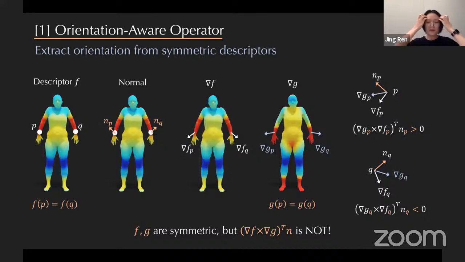In the paper, you can find more details on how we formulate and discretize this as an orientation operator and put it into the functional map pipeline as an additional regularizer. So yeah, I think this is the main idea of this operator.